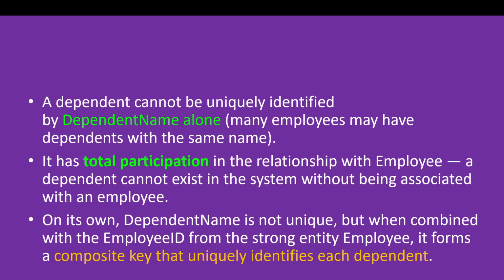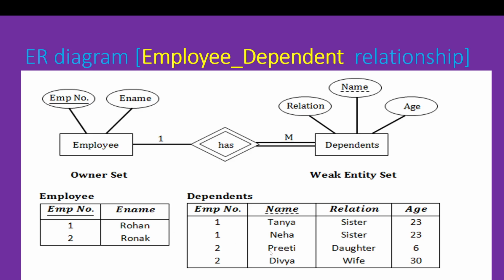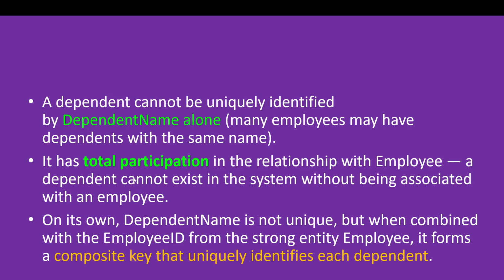So that's why every dependent should fully participate. This is called total participation or full participation. The meaning is that every instance of dependent should be linked with a strong entity. There is no chance that a dependent, like Neha's sister, is there but not linked to any employee. We cannot say that, because every dependent should be linked with one employee. Otherwise, this dependent should not exist. So that's why it is called full participation or total participation.